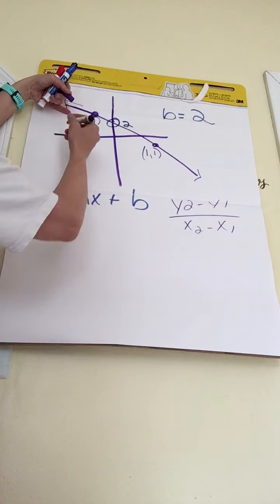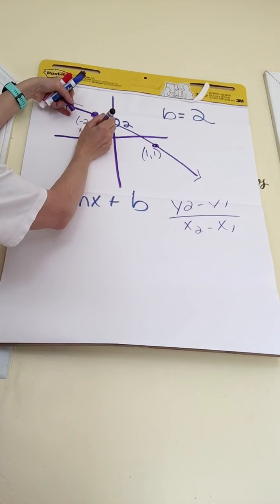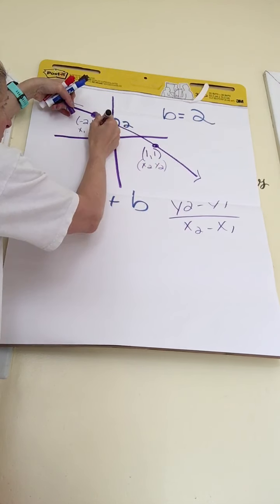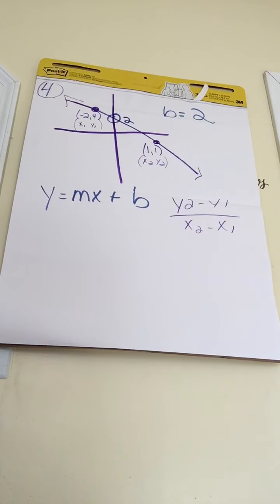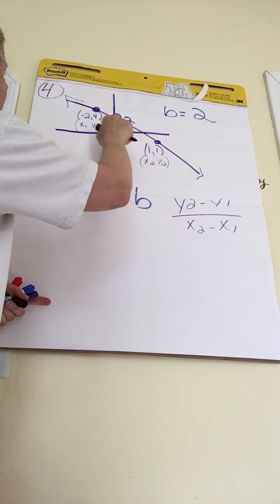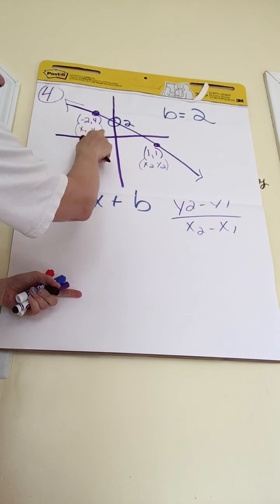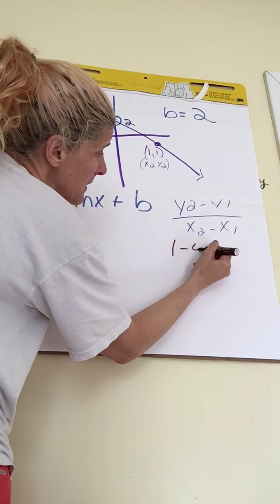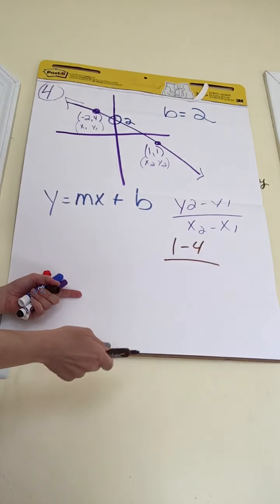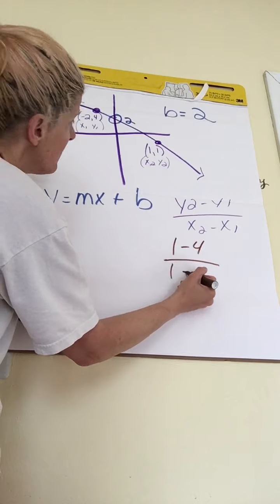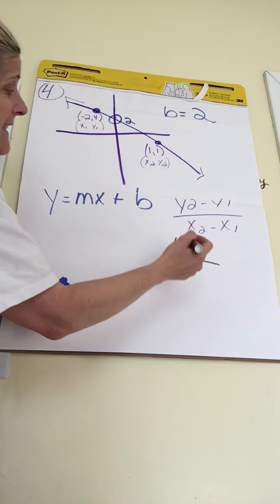So here I have x1, y1. Here I have x2, y2. From there, I plug my numbers in. So y2 is 1, y1 is 4. So 1 minus 4. And then x2 minus x1. x2 is 1. x1 is -2.